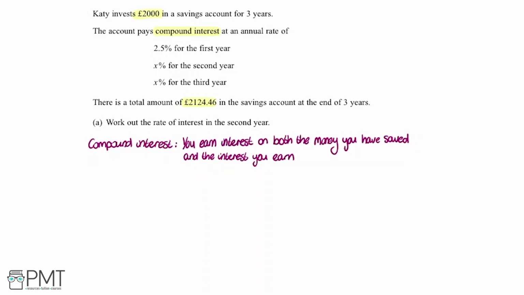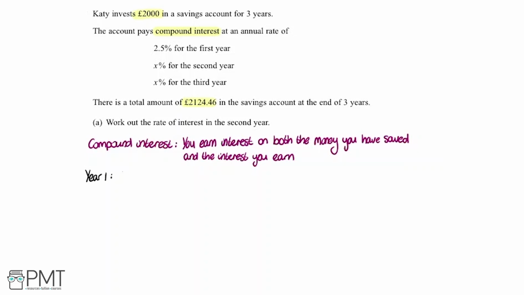This is different to the other type of interest you'll come across in GCSE maths, which is simple interest, when each year the interest is only applied to the original amount, so it would only be applied to the £2,000 here. Okay, so I'm going to do this year by year. I'm going to start off looking at year 1.